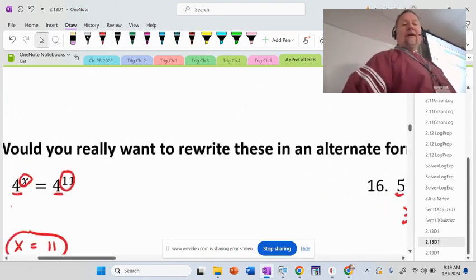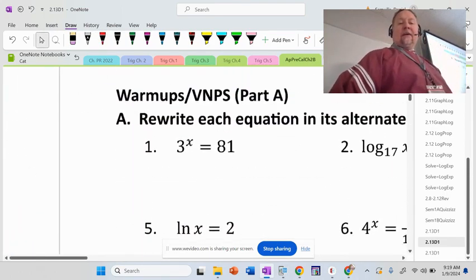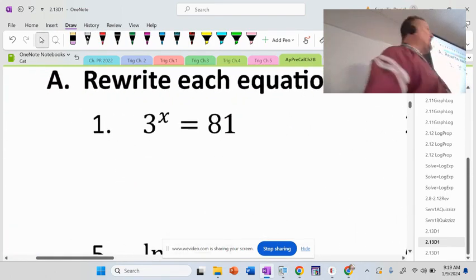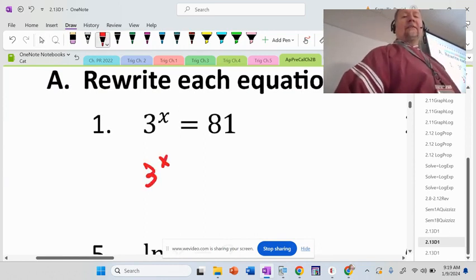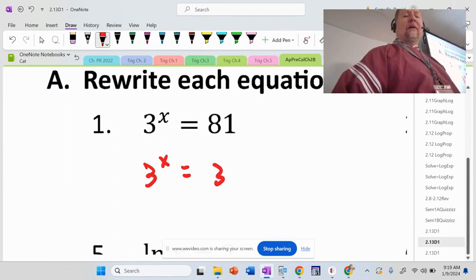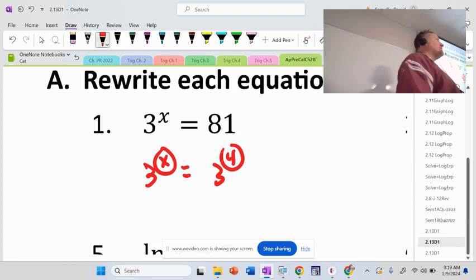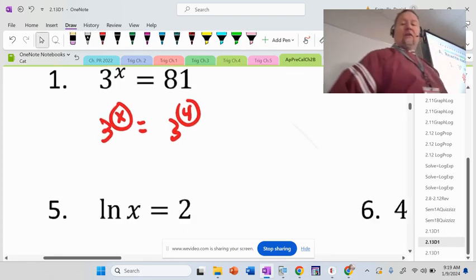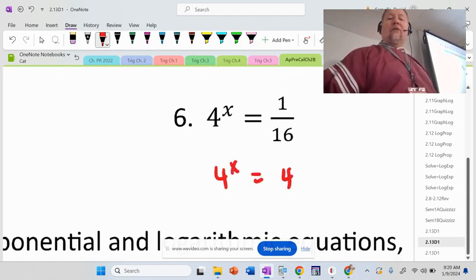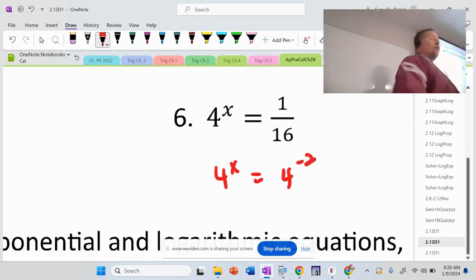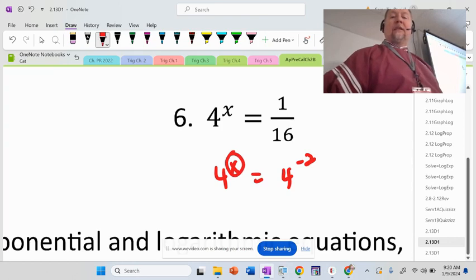That's why I said in the beginning, I really don't like changing number 1 to a logarithm. I like 3 to the x equals 81's 3 to some power. Oh, it's 3 to the 4th. So x must equal 4. It's a simple matching. And also, this would be better to be done like this. Well, wait a minute. 16 is 4 to some power, 4 squared, but it's flipped. So that's the negative exponent rule. Oh, well then x must equal -2.